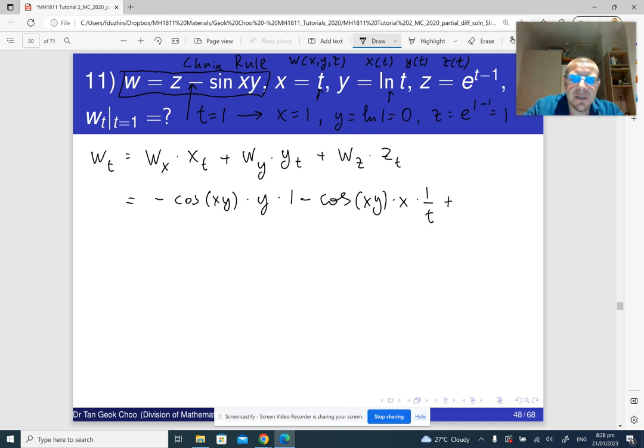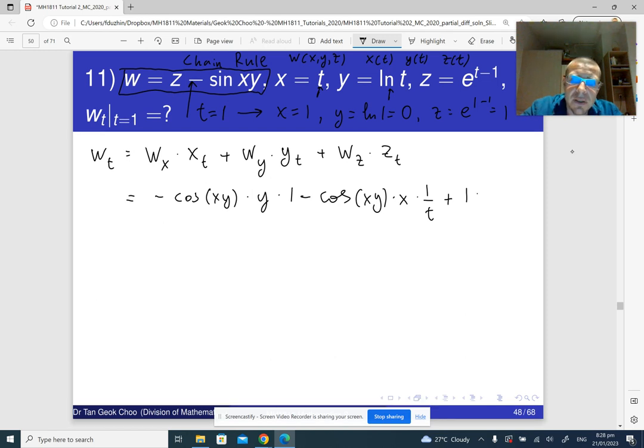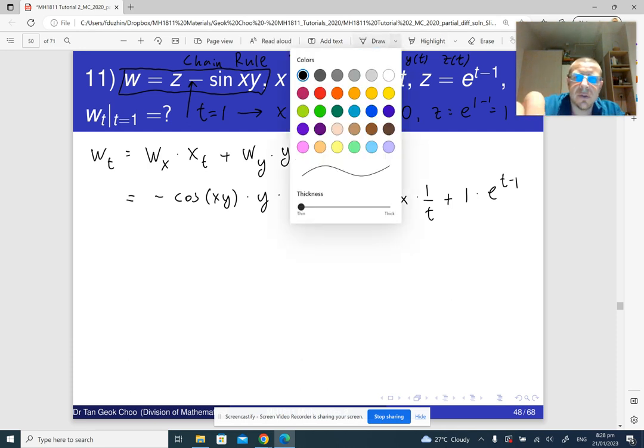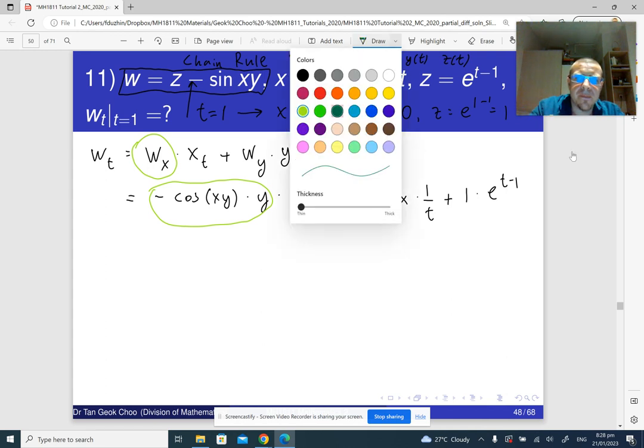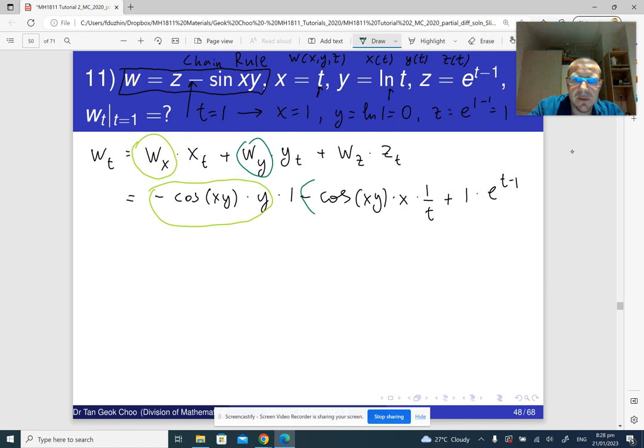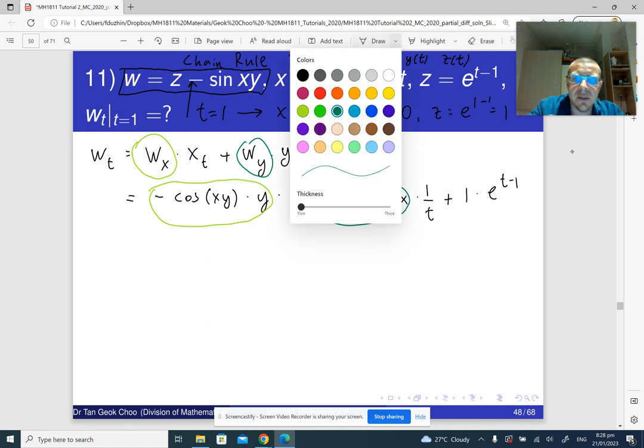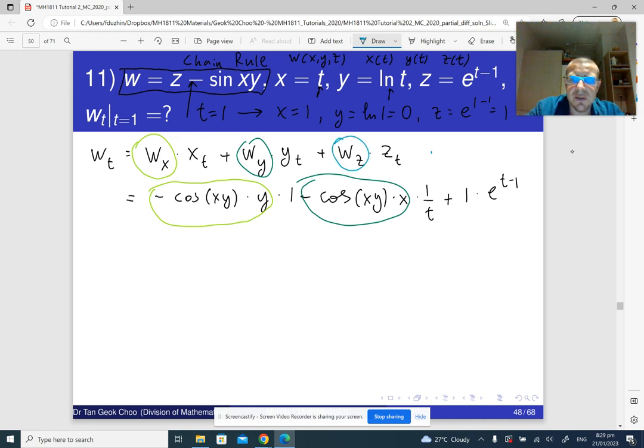Plus the derivative of W with respect to Z, which is just 1, times the derivative of Z with respect to T, and that is just e to the t minus 1. Let me show you what is where here. W_X is this, W_Y is this, and W_Z is just 1.